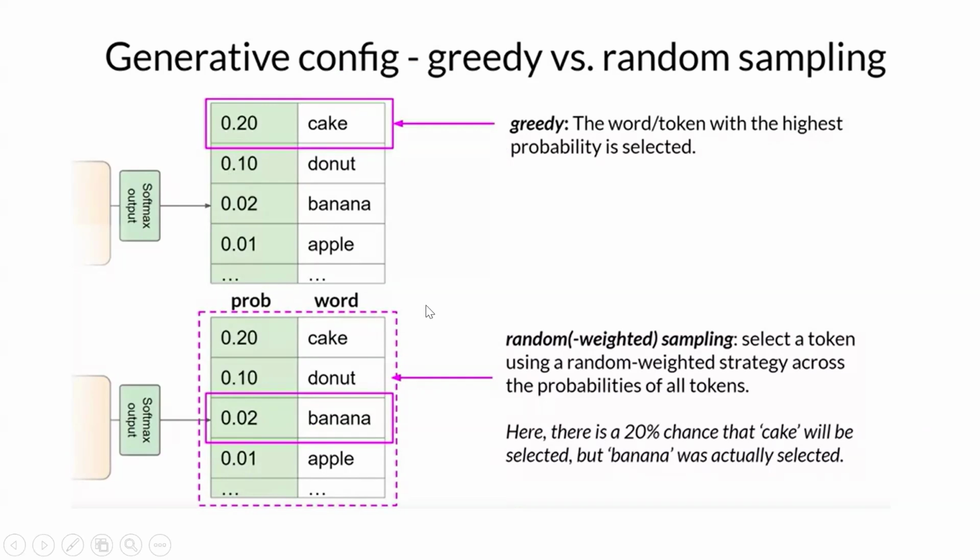Basically, why would I choose random sampling? If I'm going to get the most predictive answer with the greedy algorithm, why would I even use random sampling?